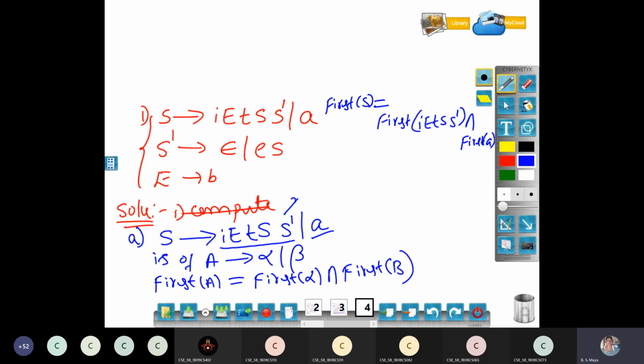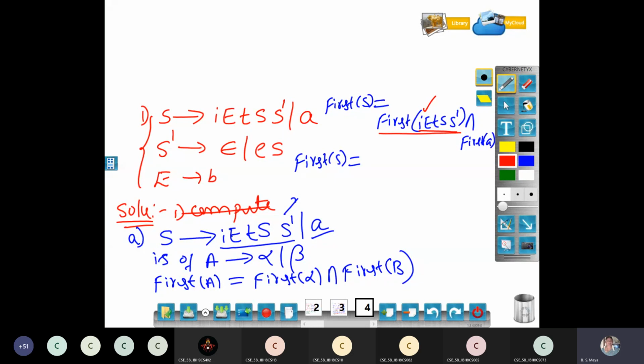First of A. The second one is first of A. Now we can write first of S. Can you observe this? From these productions, which one is the first symbol? First of I, E, T, S, S dash. Whatever I have as the first symbol, that is the first of the whole thing.